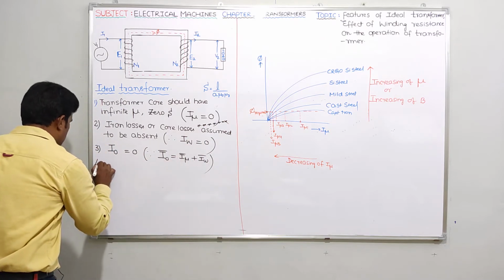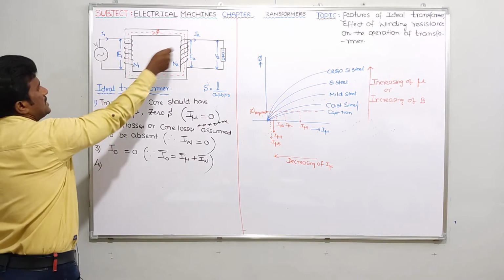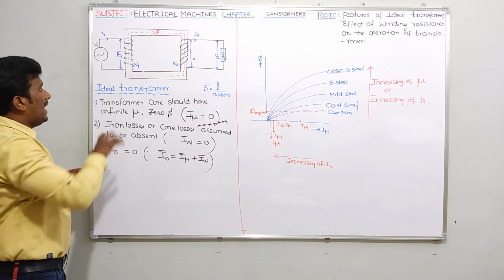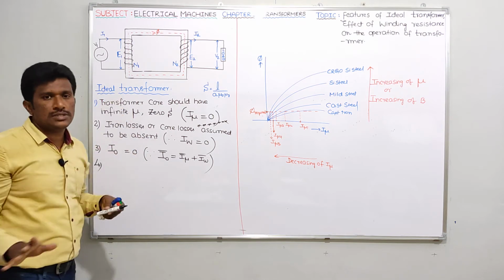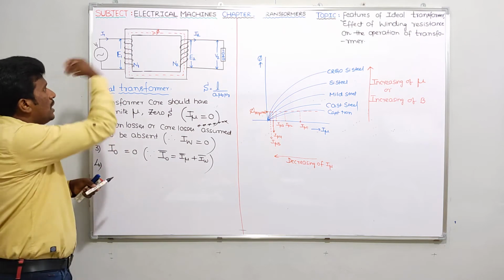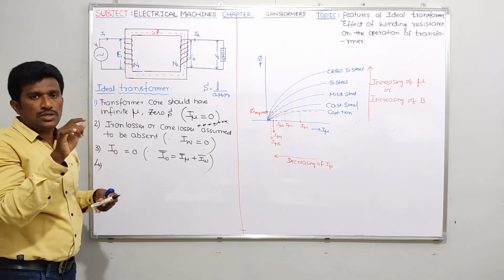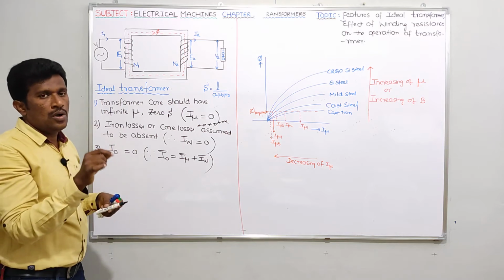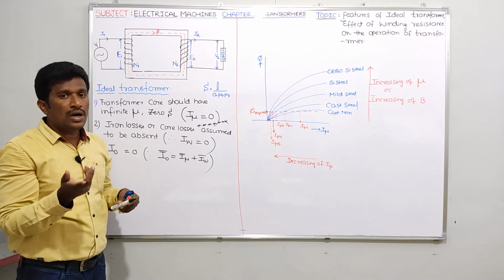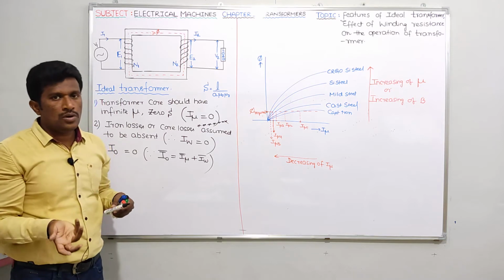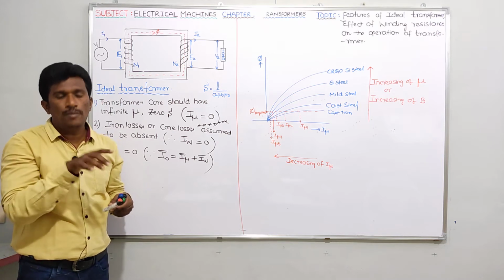Next, fourth point. See guys, if you take a primary winding and secondary winding, ideally let us assume that the winding has 0 resistance. I don't have any resistance value for those windings. It means 0 resistance value. Whenever winding resistance is 0, what about IR drop, the voltage drop? IR drop equal to 0. What about I square R losses? 0. I square R losses means copper losses, which can also be called ohmic losses.